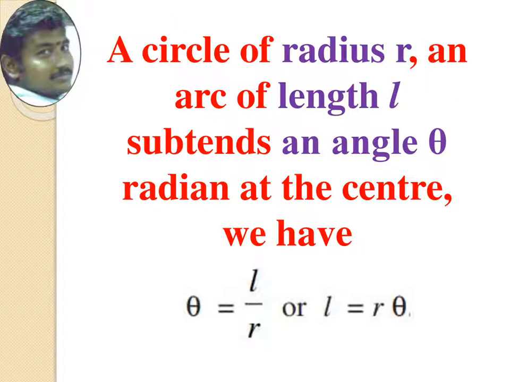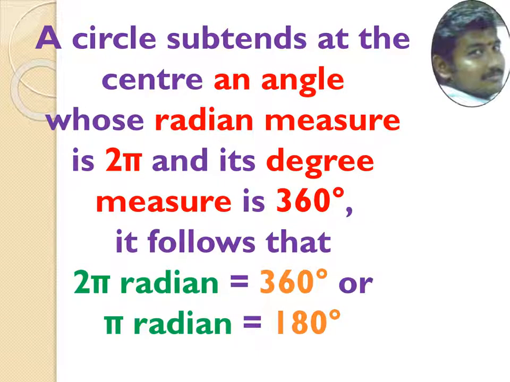In a circle of radius r, an arc of length l subtends an angle theta radian at the center, so theta equals l by r. This is the formula to get the radian. Theta is equal to l by r, or we say l equals r times theta. A circle subtends at the center an angle whose radian measure is 2 pi and its degree measure is 360 degree. It follows that 2 pi radian is equal to 360 degree and pi radian is equal to 180 degree.